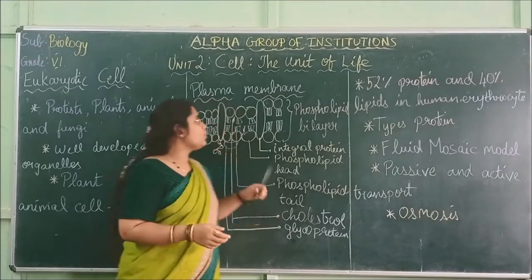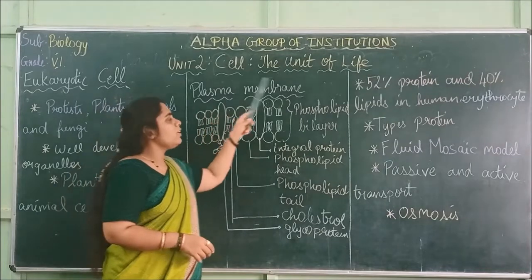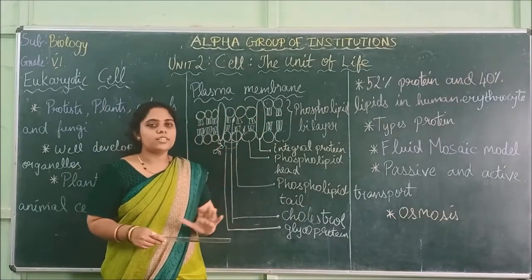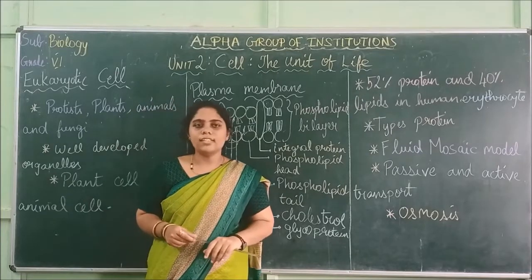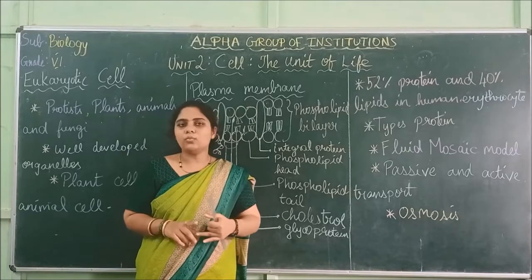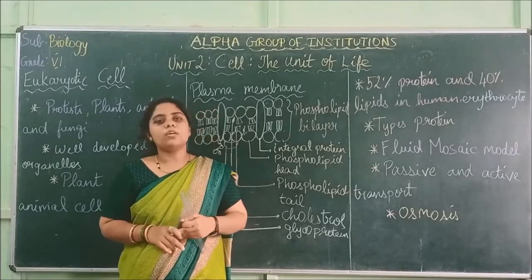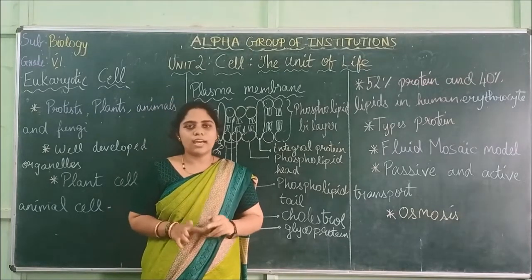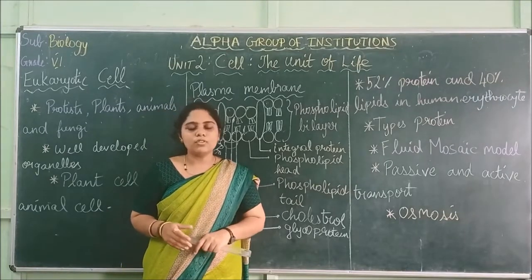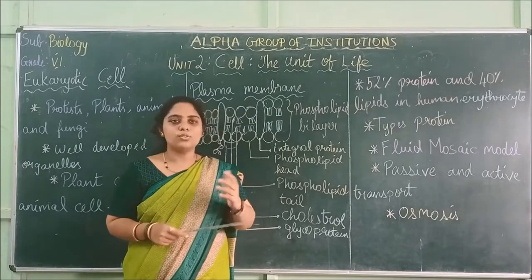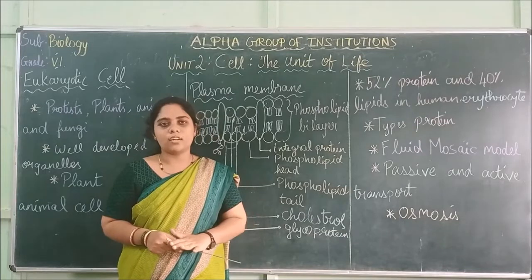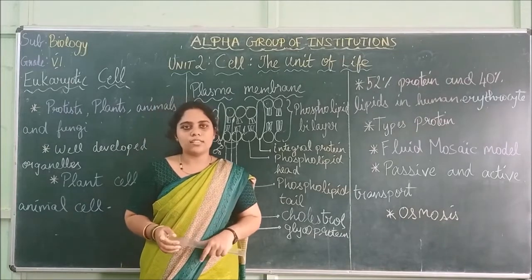Biology, second unit: Cell, the Unit of Life. This is the second part of the lesson. We have already seen what a cell is, what cell theory is, and we have discussed prokaryotic cells. The next part of the lesson is about eukaryotes. What are eukaryotes? What are the organelles present in eukaryotes? All those things we are going to see in this video now.